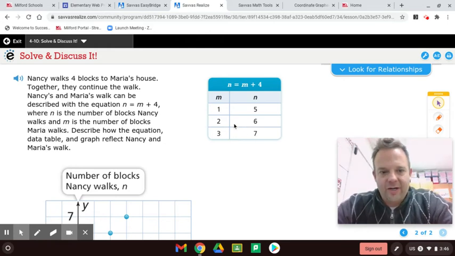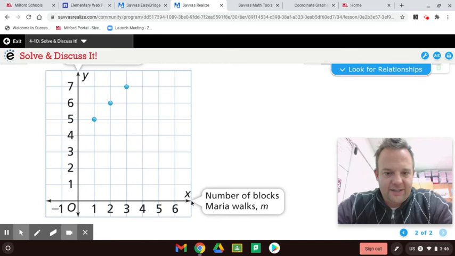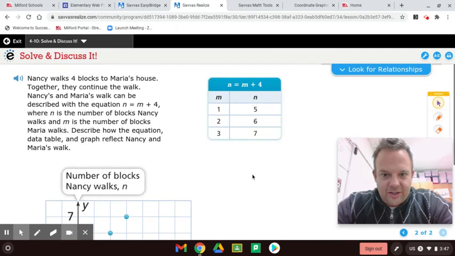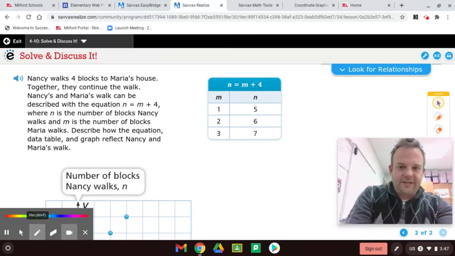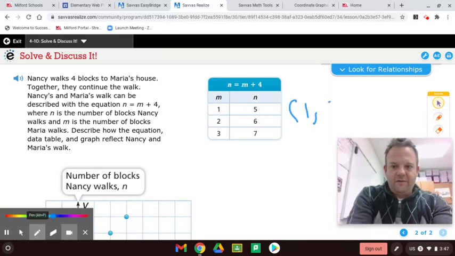Now, you know on the coordinate grid how we have the x and the y? You see the x and the y, and the x comes first. So the number of blocks Maria walks is m. M will be equal to x. I know. Is it confusing yet? So let's look up here. So we go over 1. So this is x, this is y. Over 1, up 5. So let me show you what that looks like, guys. That looks like this, 1, 5.